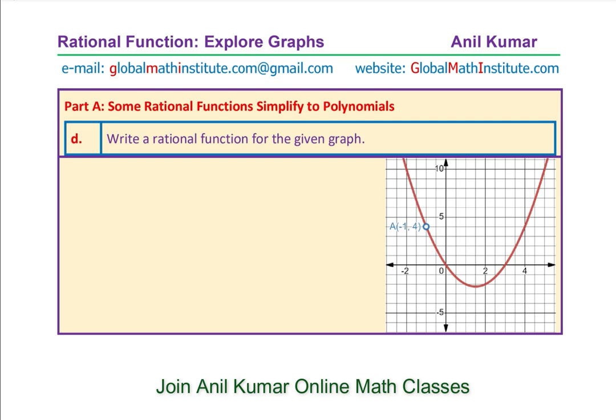So part D, or the fourth question related to our topic here, is: write a rational function from the given graph, right? If you see this graph, it looks like a parabola, a polynomial. However, you should note that there is a hole, and the location of the hole is at (-1, 4). So let me highlight this point first, right? So there is a hole at A, and the coordinates are (-1, 4), correct?